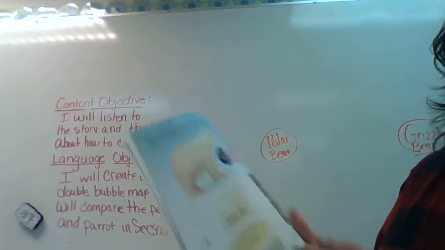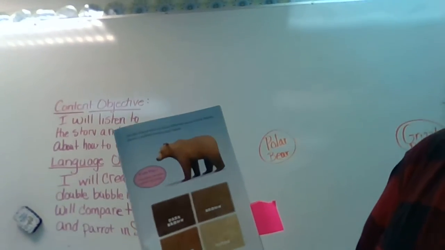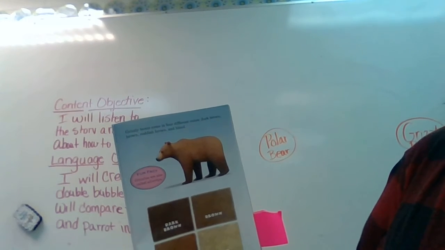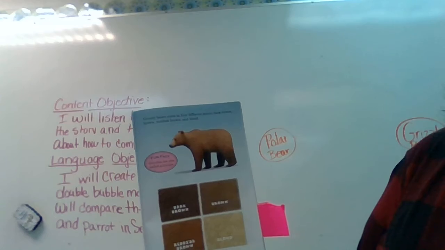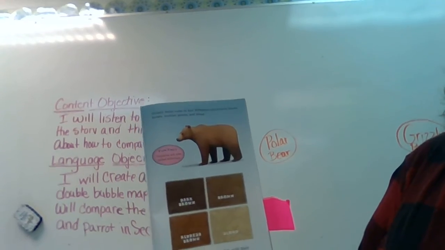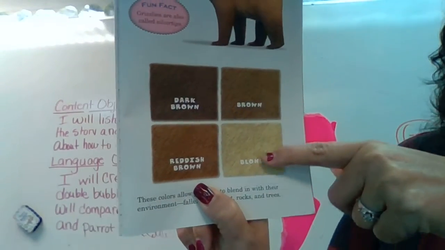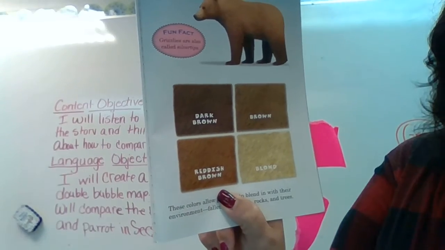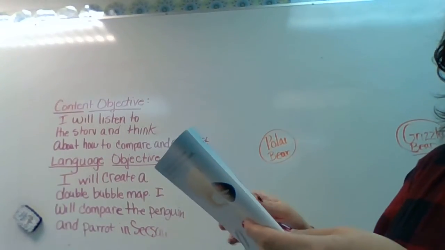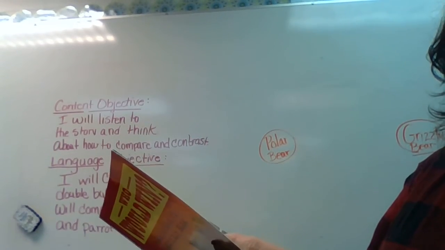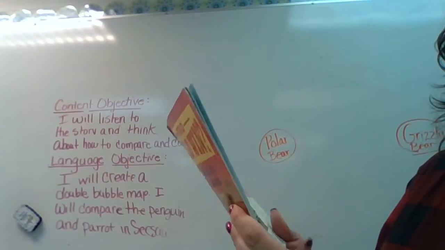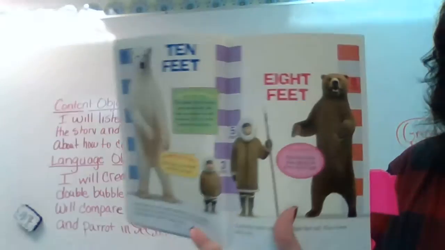They're all called that. Grizzly bears come in different colors: dark brown, reddish brown, and blonde. Grizzlies are also called silvertip. So here's all the different colors they come in: blonde, brown, dark brown, reddish brown. These colors allow grizzlies to blend in with their environment: fallen leaves, dirt, rocks, and trees. Ooh, look at this. This is kind of fun.